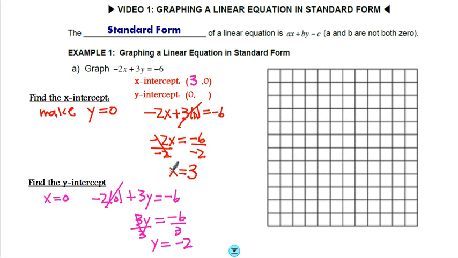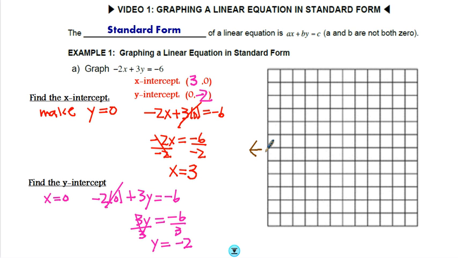So the y-intercept here is negative 2. So you found the x-intercept and the y-intercept, and now we can plot them. If you want to do it on your own, you may do that. Just pause the video, plot the points, draw the line, and come back to the video to check your work, okay? Otherwise, you can follow along with me.